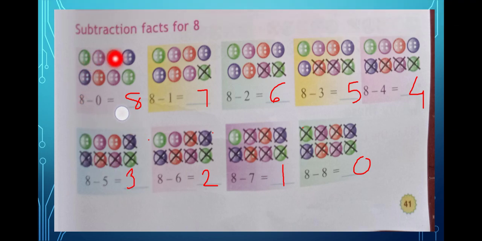Otherwise what you will do? You will count. Nothing is crossed, so 8, total 8 came. 1 is crossed, remaining is 7, so 7. 2 crossed, remaining buttons are 6, so 6. Out of 8, 3 buttons are crossed and the remaining buttons are 5, so we wrote here 5. Now here 4 buttons are crossed, remaining is 4, so we wrote 4 here. 8 minus 5 is how much? 3, so 3 you wrote here. 8 minus 6, how many is remaining? 2. 8 minus 7, how many buttons are remaining? 1, so you wrote 1 here. Total buttons are crossed, so 0.